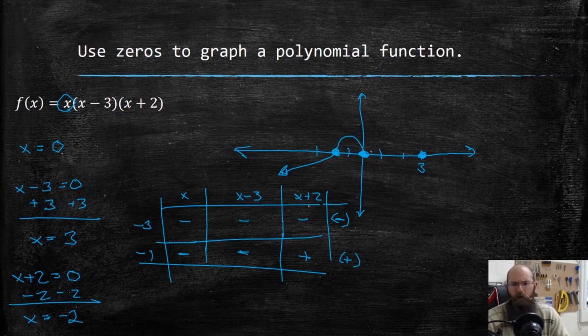Then I'm going to go through and find one between these two. 1 is an easy one to plug in. So that's positive, that's negative, and that's positive. So I end up with negative again. So that must mean I go below.